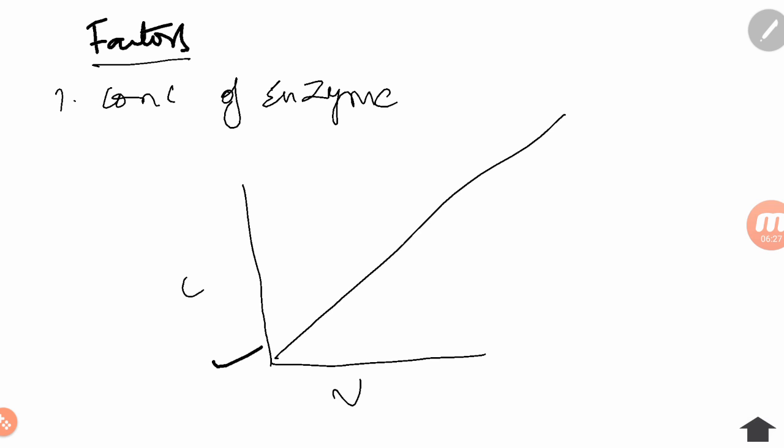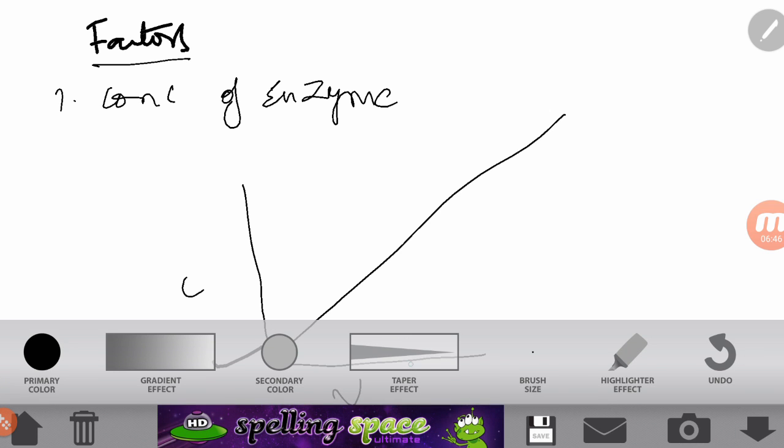As the concentration of enzyme increases, the velocity increases. Means the velocity as well as the concentration of an enzyme are directly proportional to each other. This is a simple thing. The concentration of an enzyme is directly proportional to the velocity of the reaction. I hope you are clear with this.